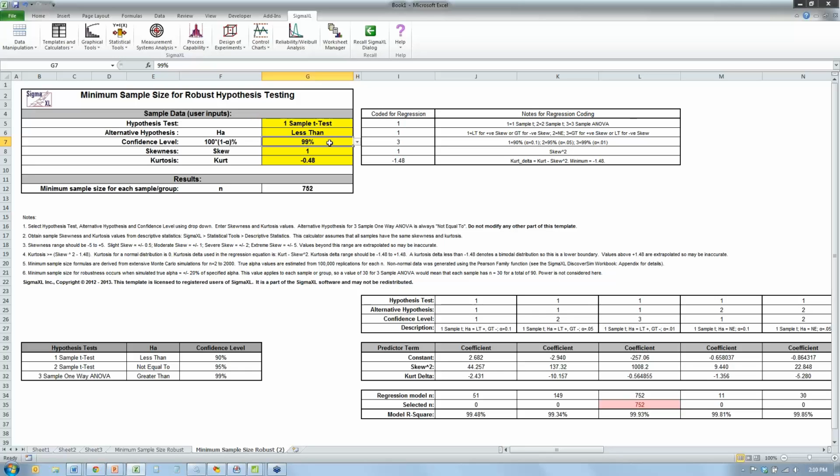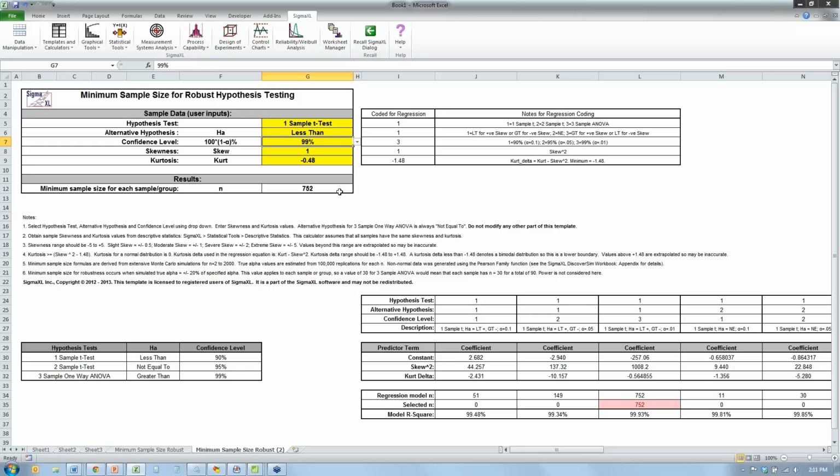That's just a technical note, and another side note is that power is not considered here. This is not a power and sample size calculator. Those are in a separate place in SigmaXL. But what this does is answer the question, what sample size do I need if I have non-normal data to ensure that my t-test is still going to give reasonable results? Under the ordinary circumstances of a moderate skewness of 1 in a one-sample, two-sided t-test, we saw it was 30. But now, with a one-sided t-test at a 99% confidence level, we need a much, much bigger sample size.